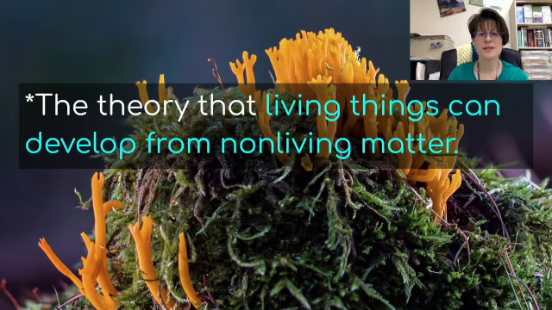This is the theory that living things can develop from non-living things. So for example, we see this fungus and this moss growing on probably a log. And so people would have believed that the log or the soil itself or whatever it is on is what produced the living thing. They did not realize that living things have to come from other living things, that this fungus would come from another fungus, that the moss would come from other moss.